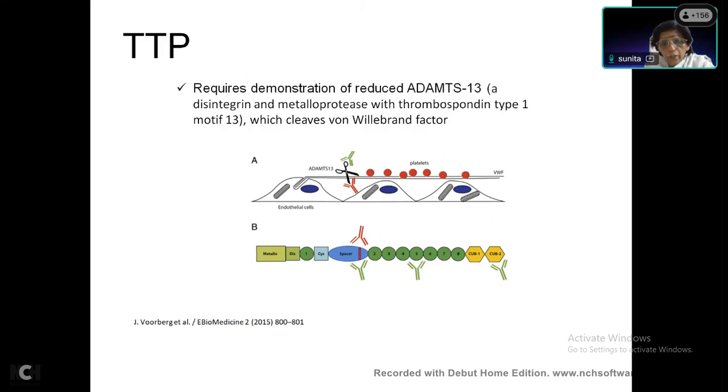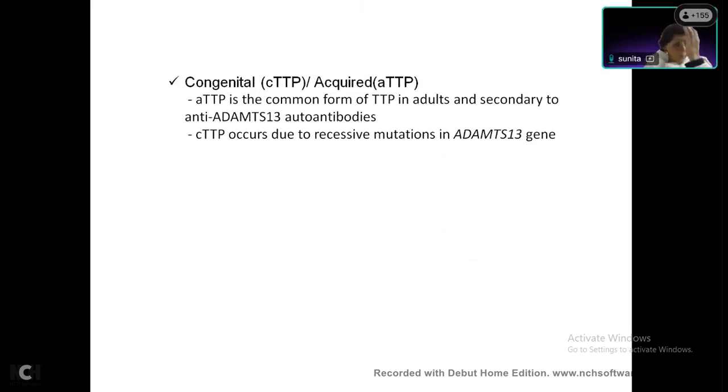So if it is not there, what will happen? Larger multimers are secreted, which will bind with the platelets. That will lead to more thrombus formation and thrombocytopenia. So there can be antibodies directed against ADAMTS13, or antibodies which bind with this enzyme, and these complexes are then removed from the circulation. So the diagnosis of TTP requires a decrease in ADAMTS13. Again, it can be congenital or acquired. They can be autoantibodies against this enzyme.